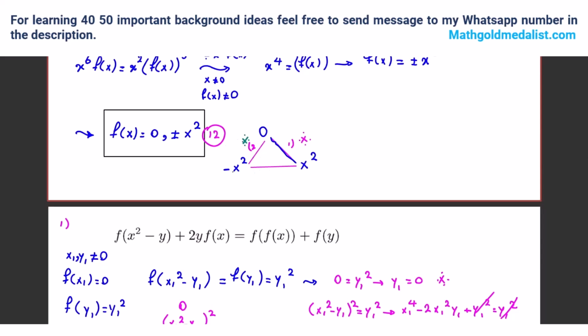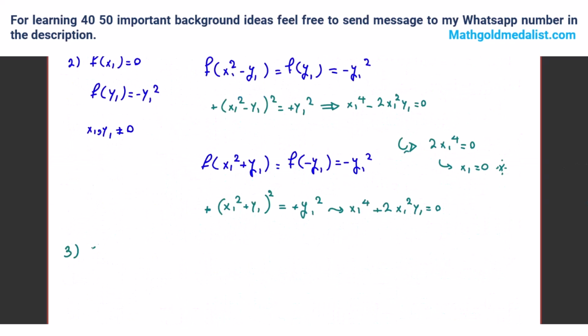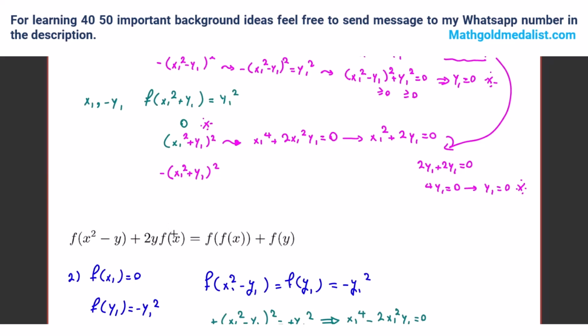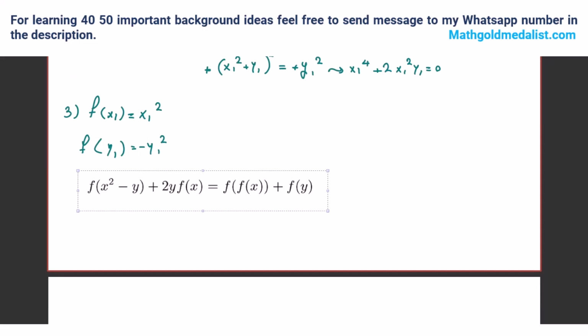Now, third case. So, let's write f of x1 is x1 squared, f of y1 is negative y1 squared, okay? And our main equation is this one. So, let's replace again. We can say f of x1 squared minus y1 plus 2y1. F of x1 is x1 squared.